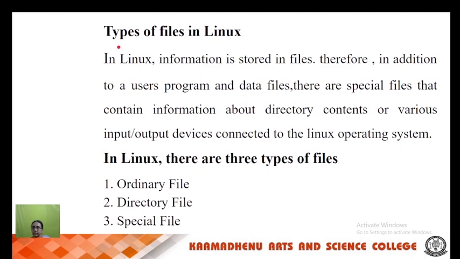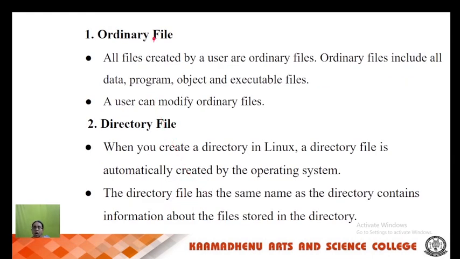Next, types of files in Linux. Information is stored in files. Therefore, in addition to user programs and data files, there are special files that contain information about directory contents or various input and output devices connected to the Linux operating system. So here we have three types of files: ordinary files, directory files and special files. Ordinary files are all the files created by the user. Ordinary files include all the data, program, object and executable files. The user can modify ordinary files.